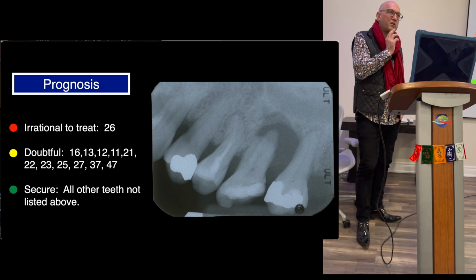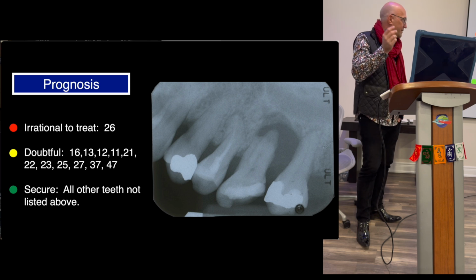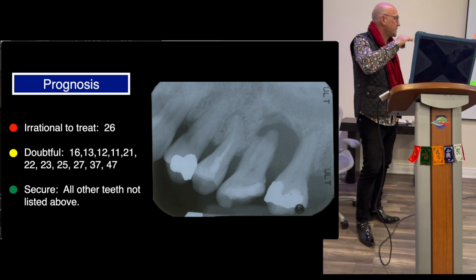Secure. That's a good word. That tells you that it's going to be there. You can count on this. You need a bridge? You know, I'm coming up with this tooth. This is a bridge-holding tooth. So I always use these 3 parameters: irrational to treat, doubtful, and secure.